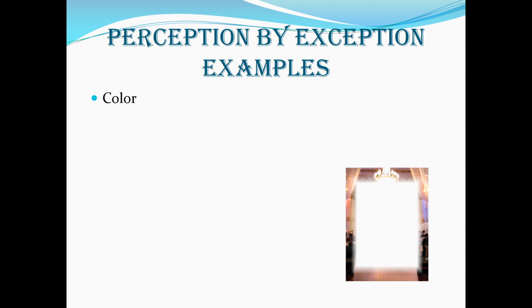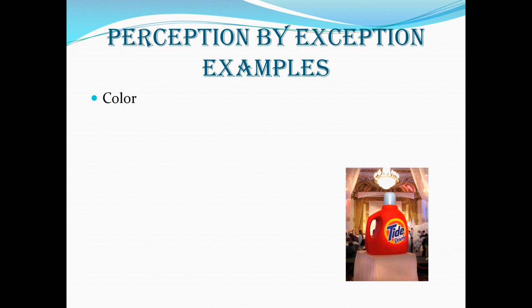Let's start off with color. Take a look at this ad right here. You have an ad that is very bright. The product is very clear. It's Tide, a bright yellow and red with yellow circles. Everything else is sort of pastel around it. There is really no doubt what the product is all about. That's an example of perception by exception in a very colorful, intensive way.